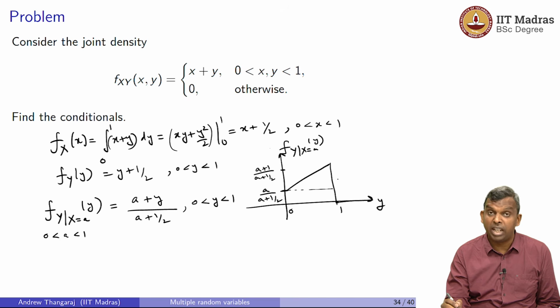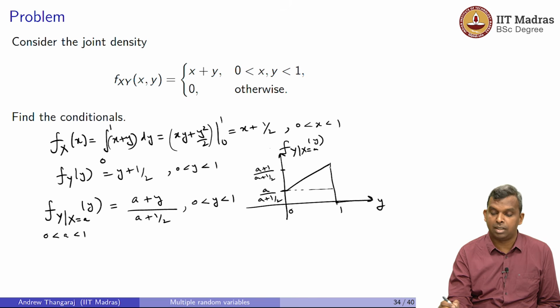Okay. So, you can check whether this is a valid density or not. For every a, this needs to be a valid density, right. So, here you will have a by a plus half as the area here, and this area, if you actually work it out, it will be half into this height. What is this height? It is a plus 1 minus this. So, it is going to be 1 by a plus half. Okay, so it's going to be half by a plus half, right? So this area is going to be half by a plus half. This area is going to be a by a plus half, and you add it up, you'll get 1.